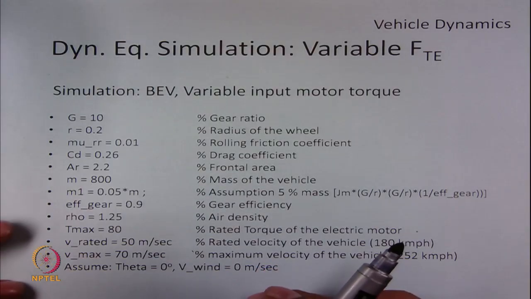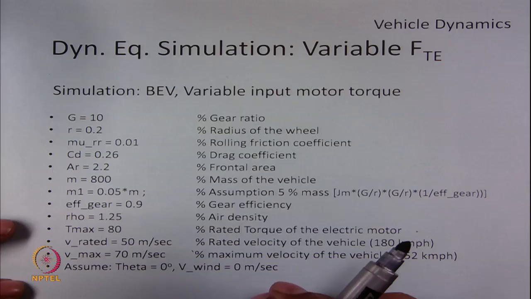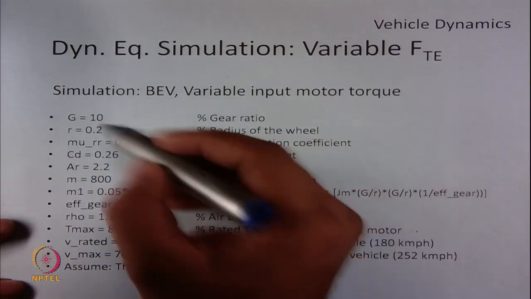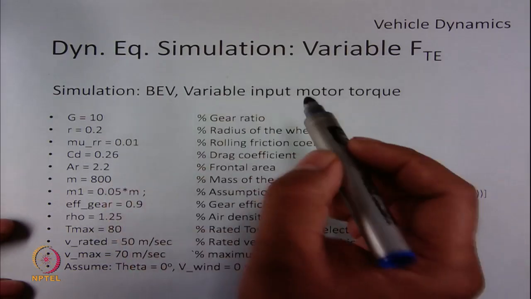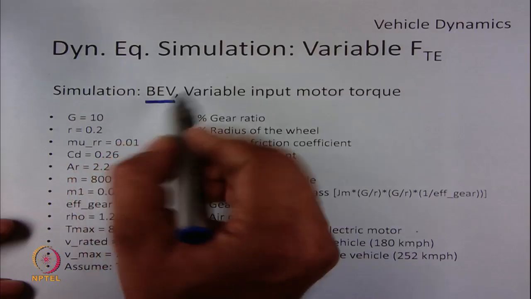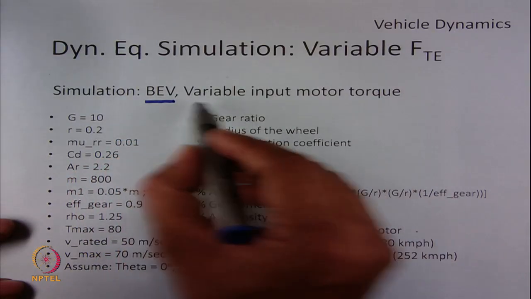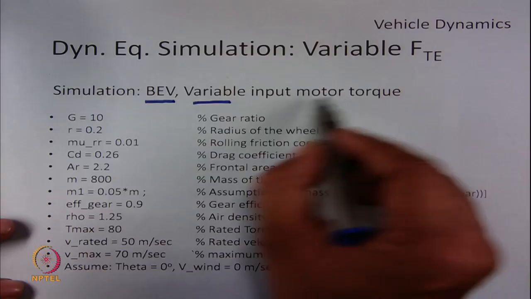So, let us quickly see some analytical calculations of what we have just seen, and see whether they can be used to get reasonable values with respect to real time simulation. So, again let us take a vehicle, a battery electric vehicle with a variable input motor torque.